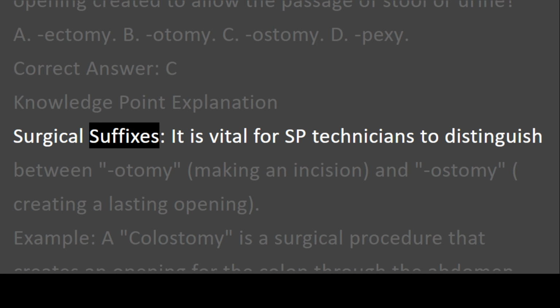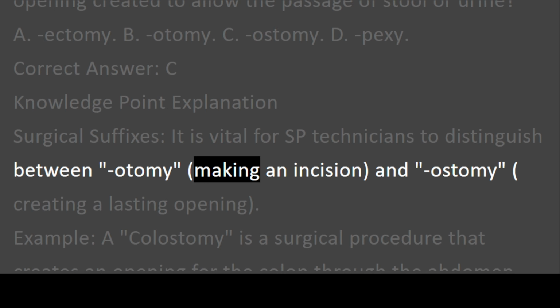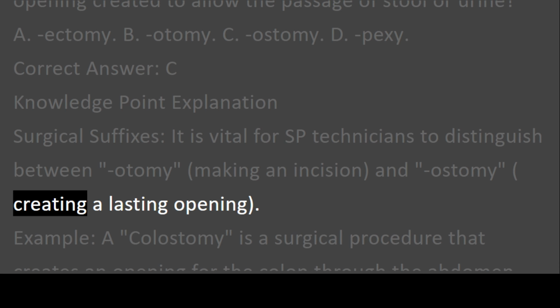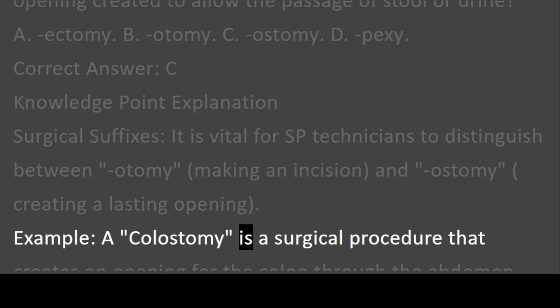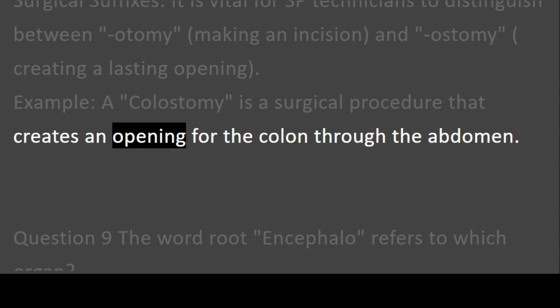Knowledge point explanation. Surgical suffixes. It is vital for SP technicians to distinguish between -otomy, making an incision, and -ostomy, creating a lasting opening. Example, a colostomy is a surgical procedure that creates an opening for the colon through the abdomen.